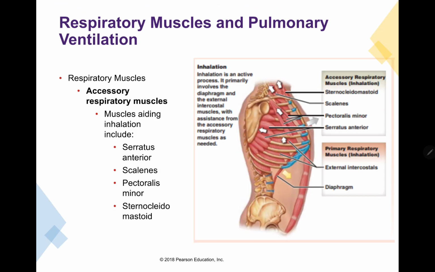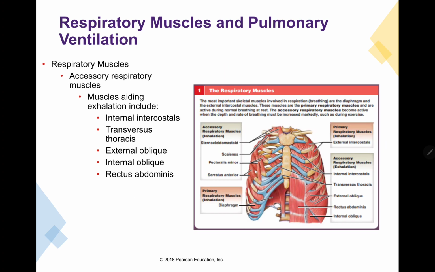And then, of course, we have the accessory respiratory muscles. Those that aid in inhalation are the serratus anterior muscles, the scalene muscles, the pectoralis minor muscles, as well as the sternocleidomastoid muscle. The accessory respiratory muscles that aid in exhalation would be the internal intercostals, the transversus thoracis, the external and internal oblique muscles, as well as the rectus abdominis muscle.